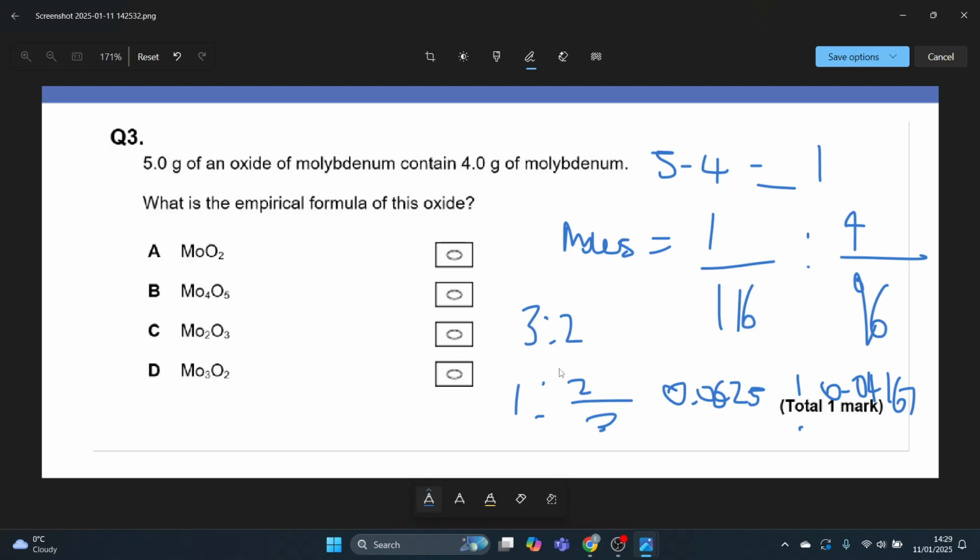And what is this? Well, this 1 is the oxygen. This is the Mo. So therefore, it's going to be Mo2O3. It's 3 oxygen, 2 Mo. So therefore, the answer is C.